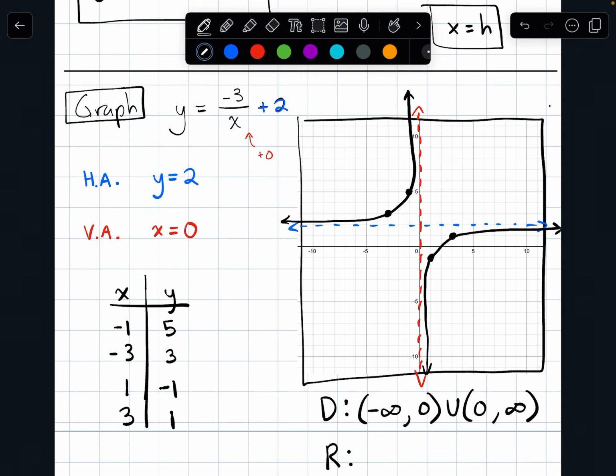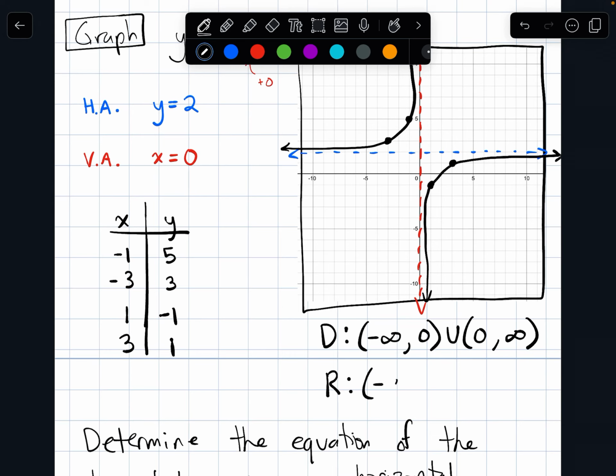The range is the same kind of idea, right? As I move up and down, I'm saying, hey, I go up forever, and I go down until I get to this blue dotted line. That's my horizontal asymptote. I skip over 2, and then I continue until I go down forever to -infinity. So for my y values, we're saying, well, I can go down forever, but then when I get up to positive 2, I have to stop and skip over it, and then I continue on to infinity.